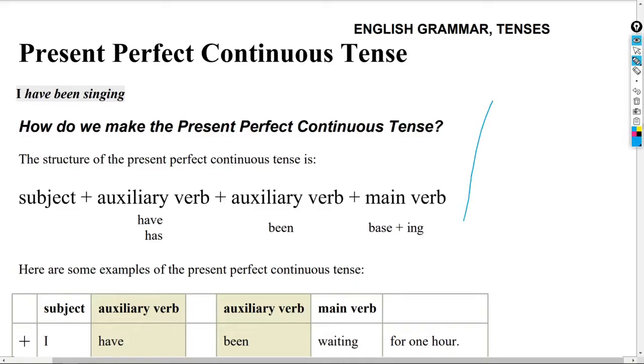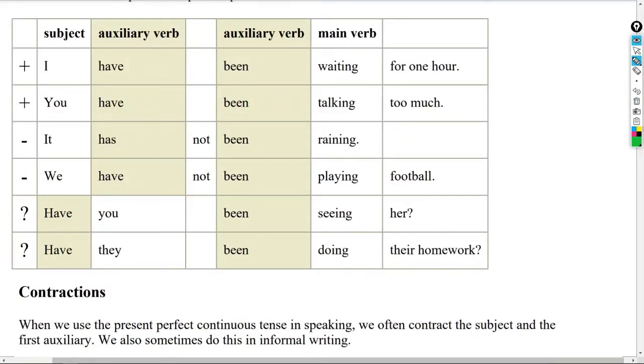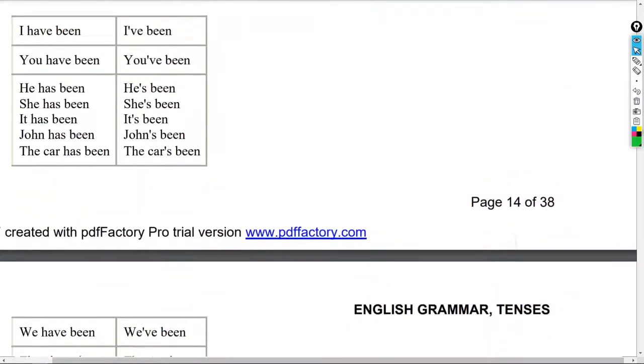Therefore, let us see what the form is here. I have been waiting for 1 hour. You have been talking too much. It has not been raining. We have not been playing football. Have you been seeing her? Have they been doing their homework? So these are examples of the present perfect continuous form.